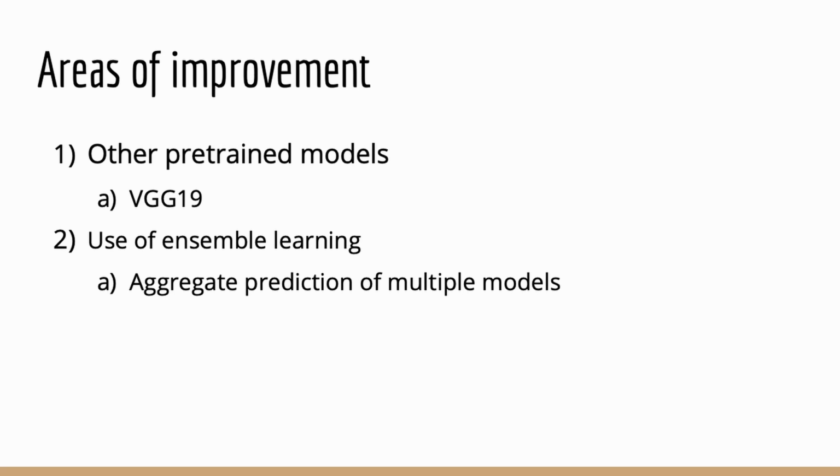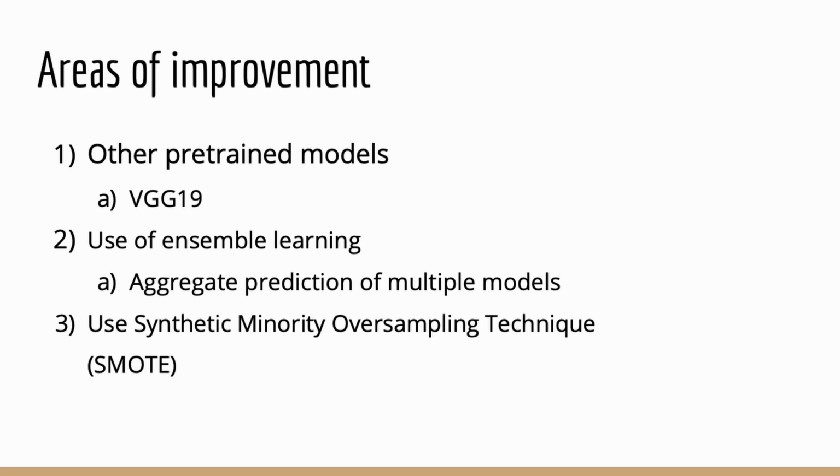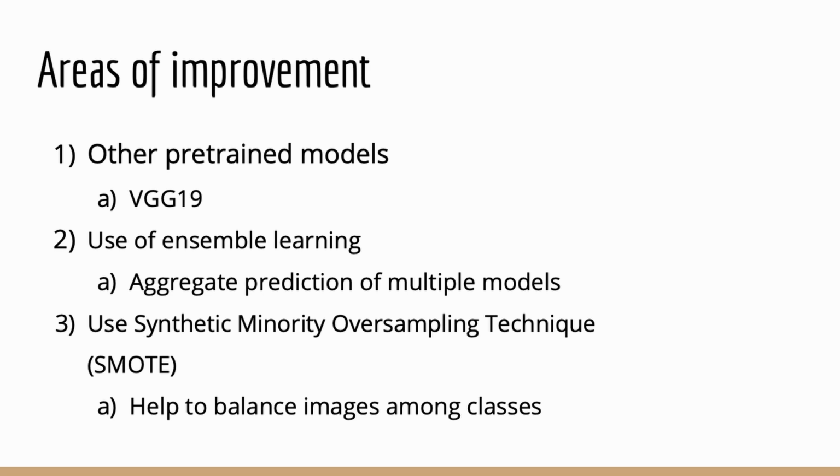Thirdly, we can use SMOTE to address the problem of imbalanced datasets. The difference between SMOTE and data augmentation methods is that SMOTE creates synthetic images from minority classes based on original images. It focuses on feature space to generate new instances. Therefore, it can potentially create better quality images as compared to the images that were created through data augmentation.